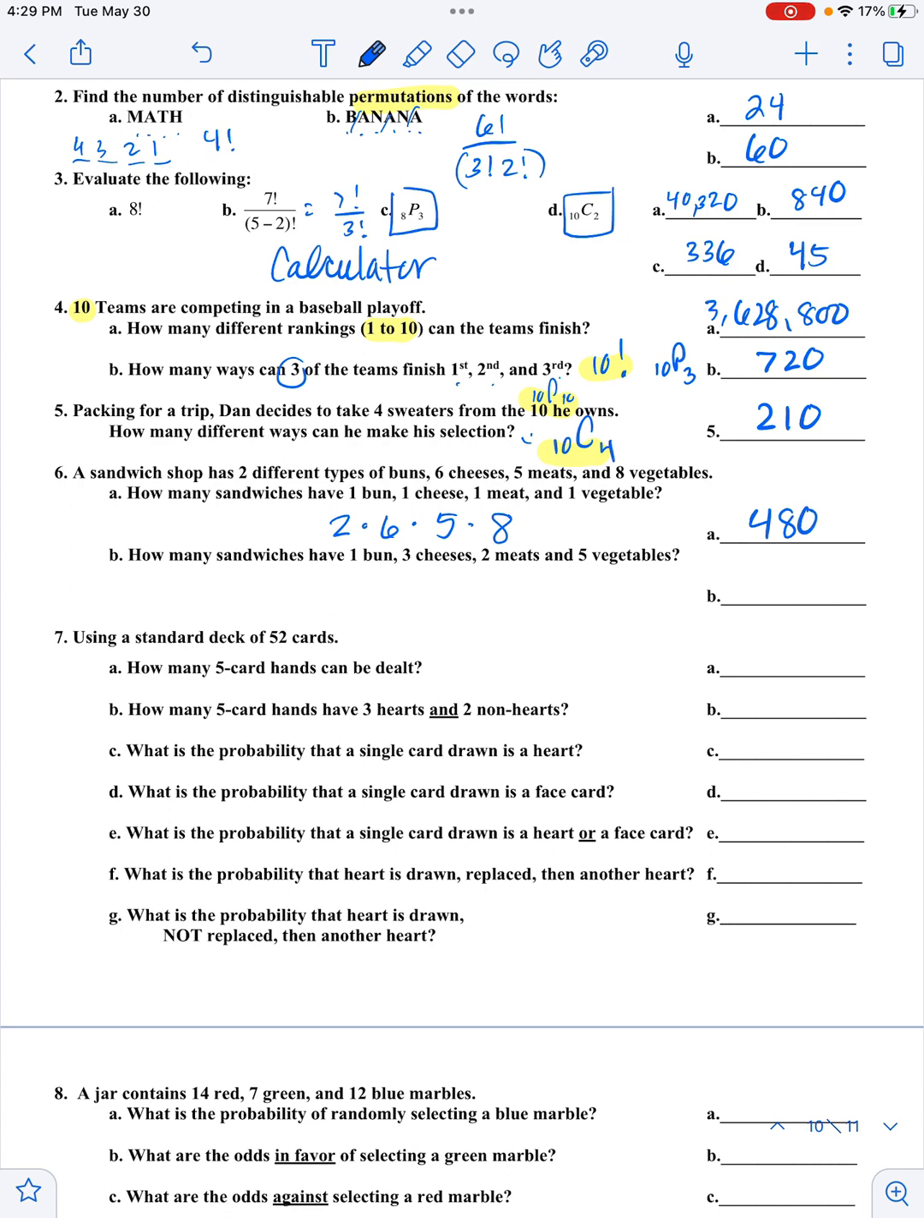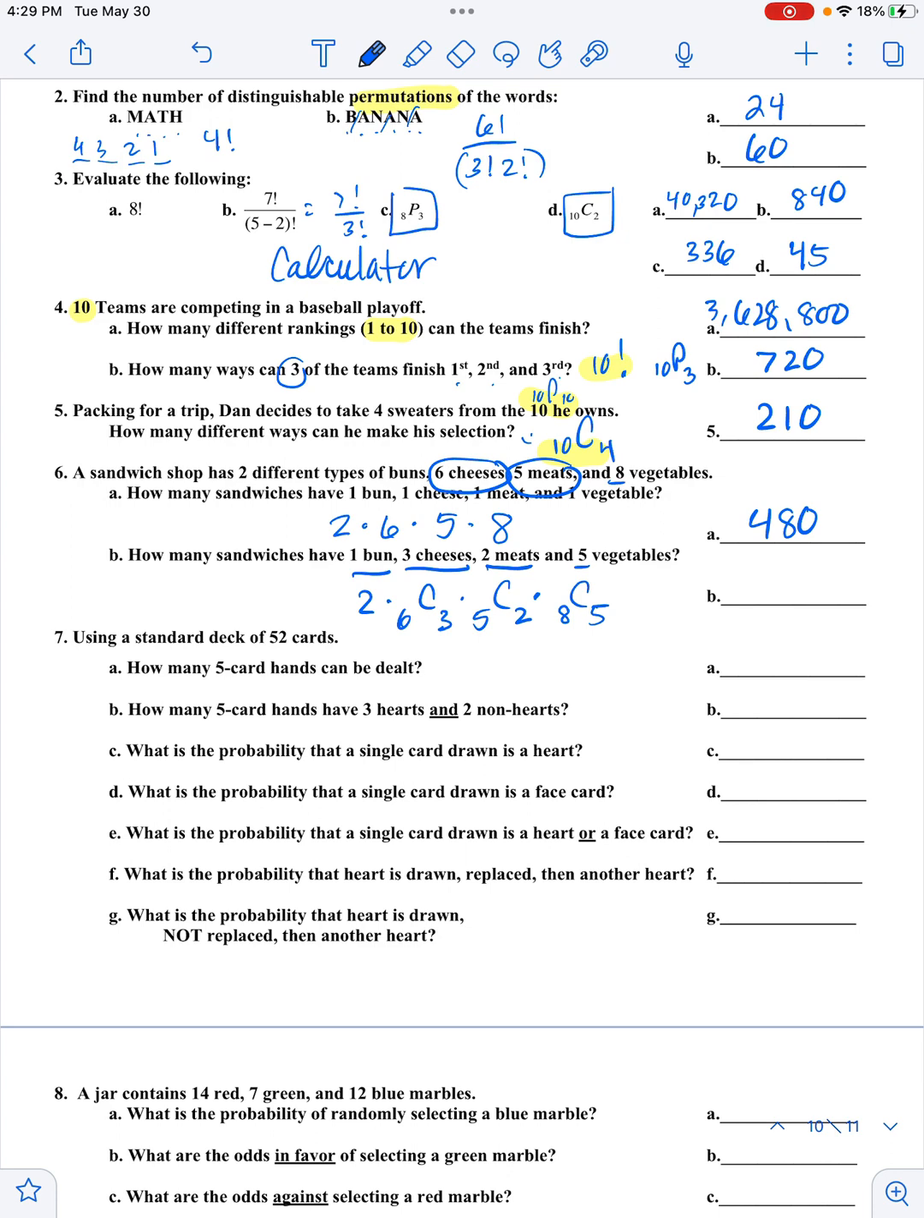480 different sandwiches. Here, you have 2 kinds of buns, but here you're choosing 3 choices out of the 6 cheeses. So you have 6 choose 3. Now you're going to pick 2 meats from the 5. So that's going to be 5 choose 2. And lastly, you're picking 5 out of the 8 vegetables. So 8 choose 5. Here comes the choking part. And then you're going to multiply those all together.